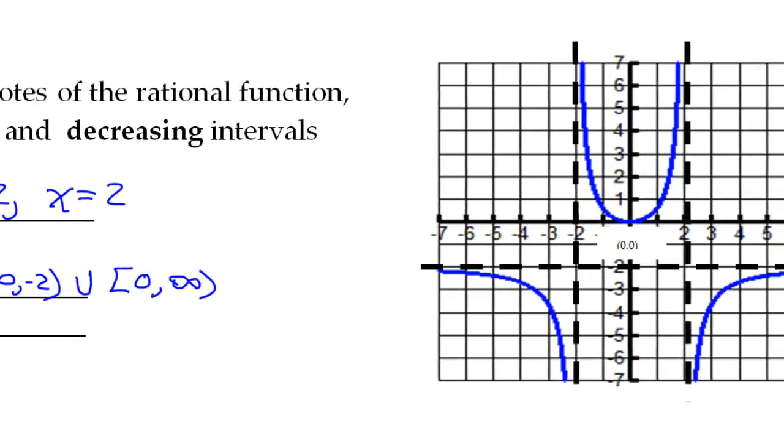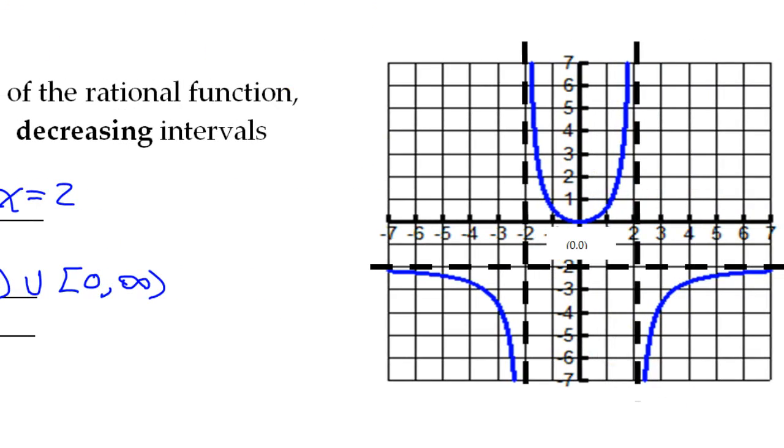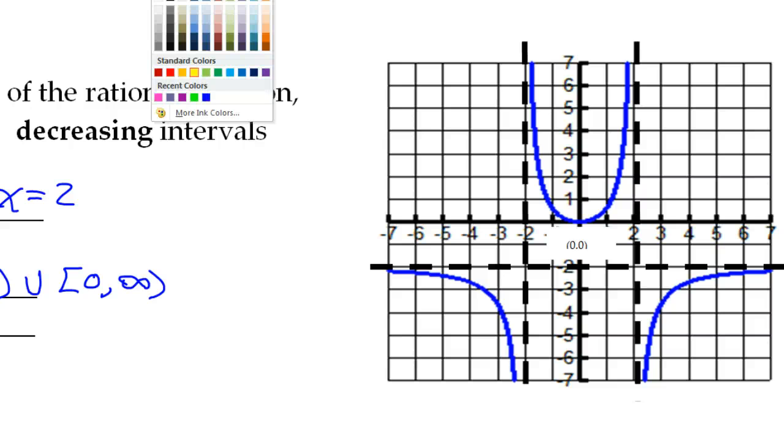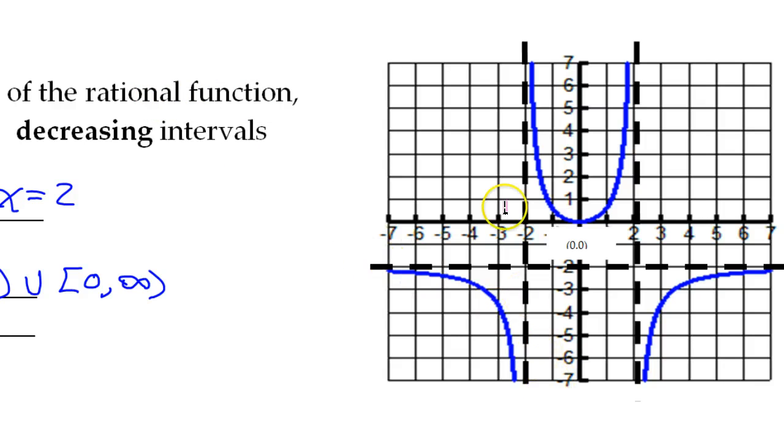Alright, increasing and decreasing. I like to highlight for this part. So going from left to right, you always have to go from left to right when you do this. This part of the graph is decreasing. It's going downhill. And then it picks up from here. And once again, it is decreasing to right here.